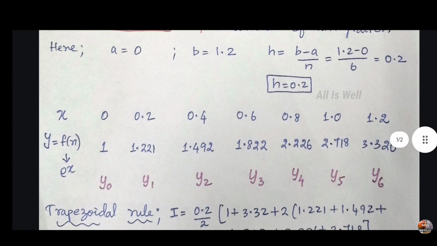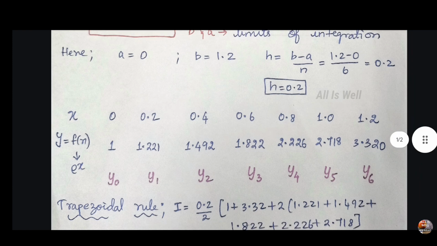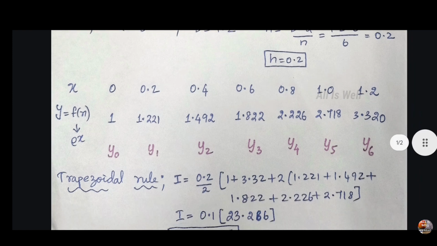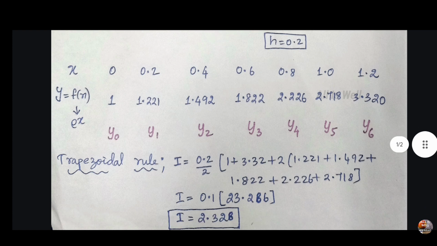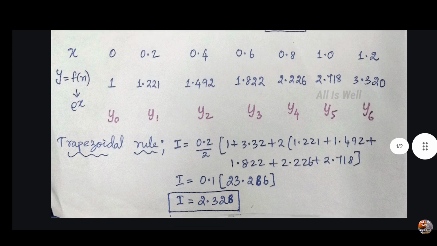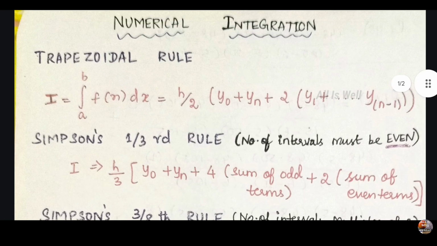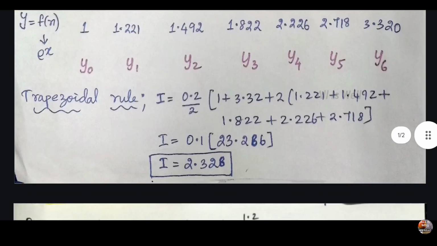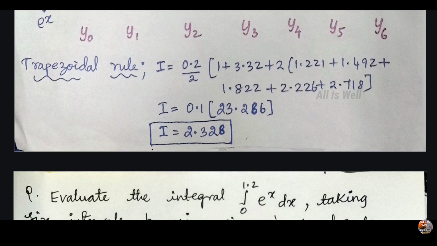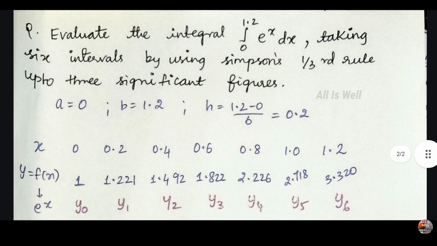Since h is equal to 0.2 and a is 0, b is 1.2, the x value should vary in the range of 0 to 1.2. Y values are nothing but apply the x values in the function, that is e power x. e power 0 would be 1. Likewise, e power 0.2, e power 0.4 should be tabulated and considered as y0, y1, y2, y3, etc. Now, simply substitute the values of h and y in the formula. Note, one y value should be entered once in the formula. So, after summing up the y values and multiplying it with h by 2, this results in 2.328.